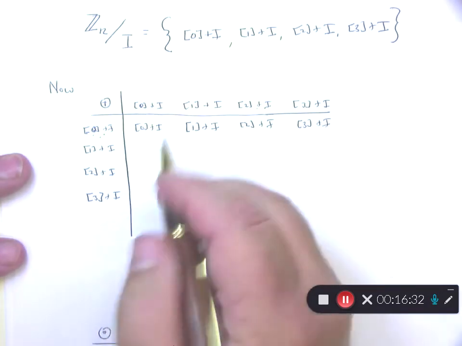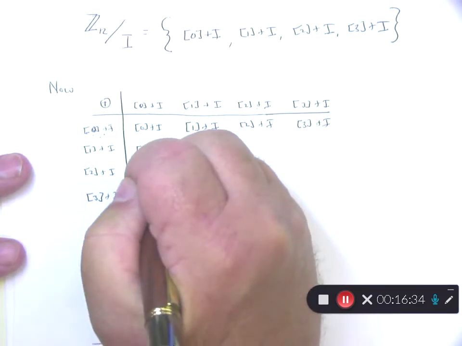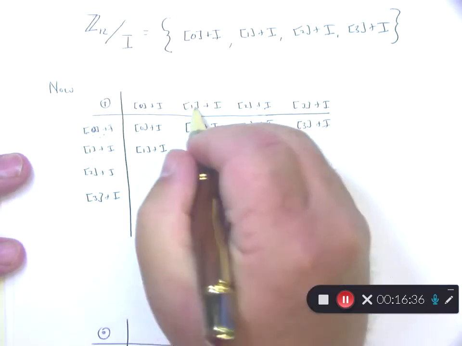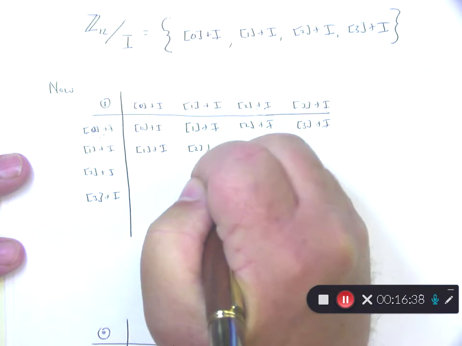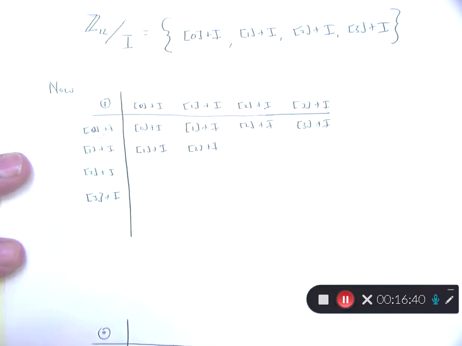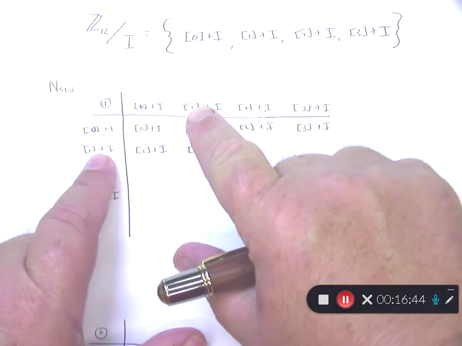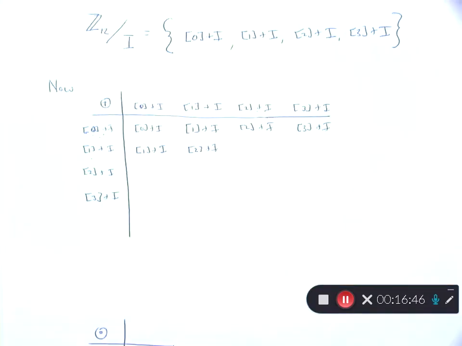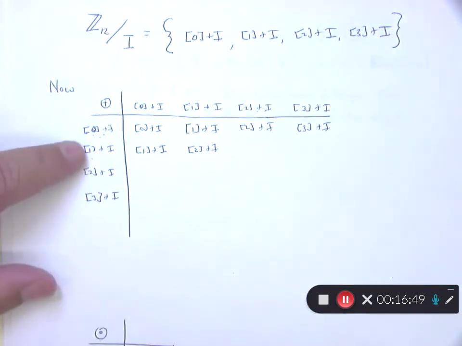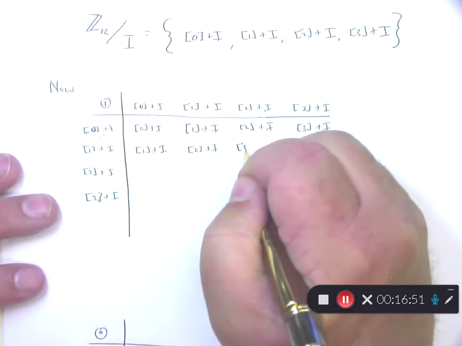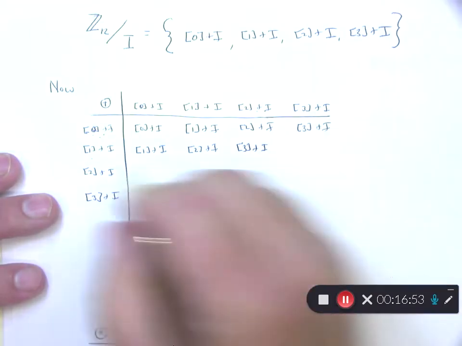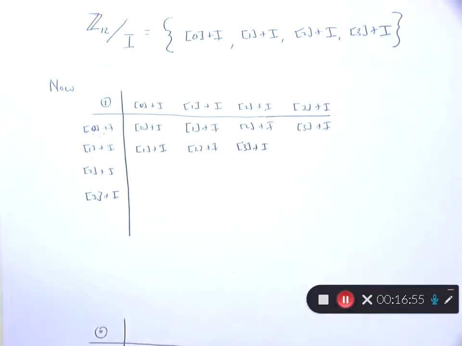1 plus I plus 0 plus I is 1 plus I. 1 plus I plus 1 plus I obviously would be 2 plus I. You add the cosets and then put a plus I. You add the congruence classes in Z12 and then put a plus I to make it a coset. So 1 plus I plus 2 plus I is 3 plus I. 1 plus I plus 3 plus I is 4 plus I.